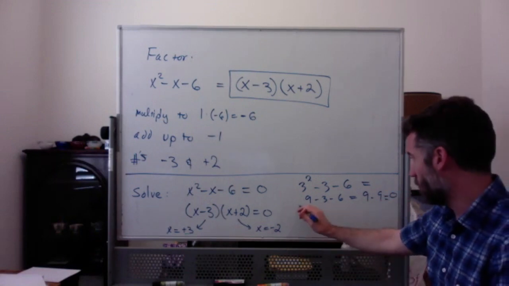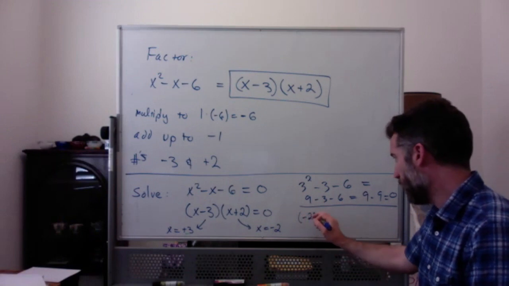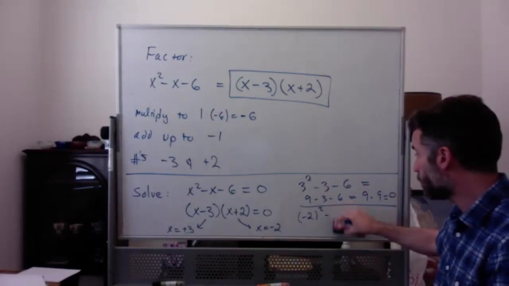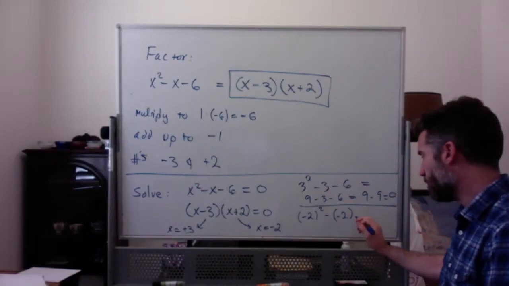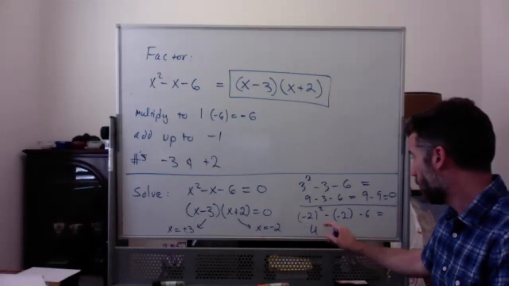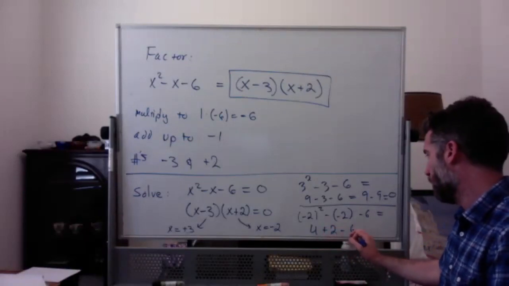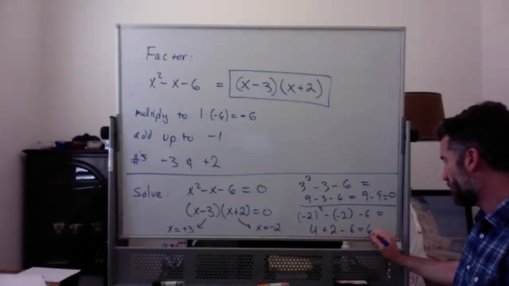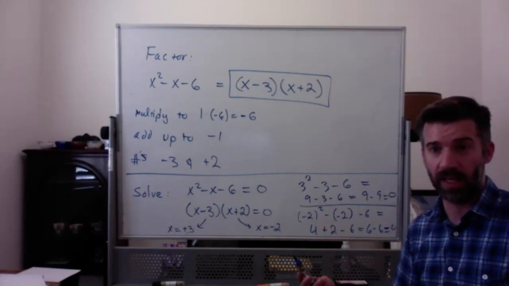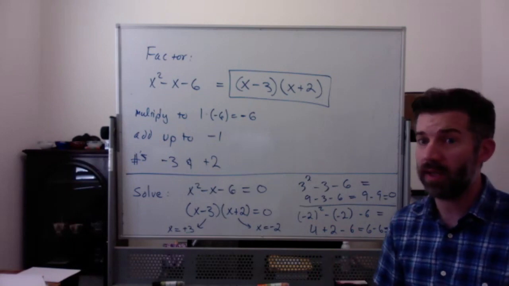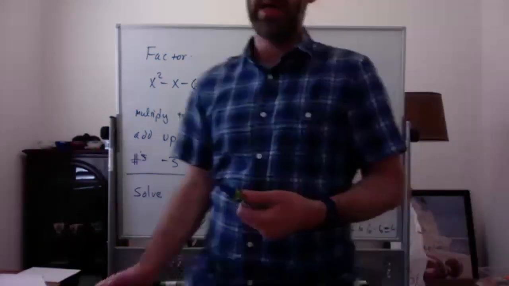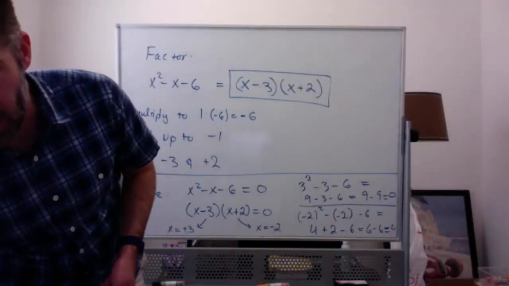If I plug in negative 2, negative 2 squared minus negative 2 minus 6 is equal to positive 4, minus negative 2 is plus 2, minus 6. 4 plus 2 is 6, 6 minus 6 is 0. So both of those are solutions when we plug them back in. I don't ever need you to plug them back in for me. I'm not going to ask you to do that, but I just want you to know that that is something you can do if you're not sure if your solution is actually a solution.